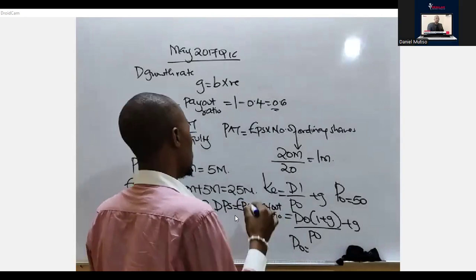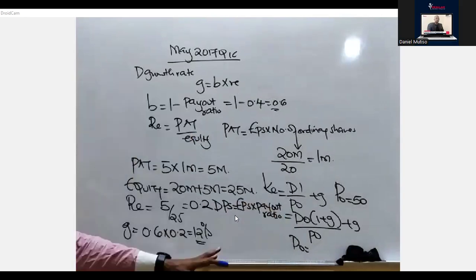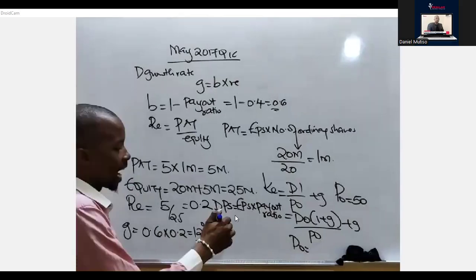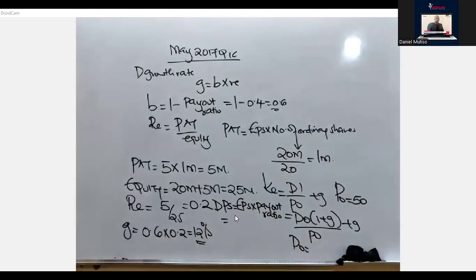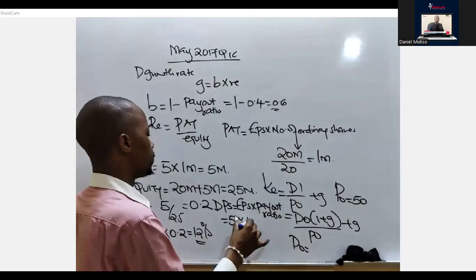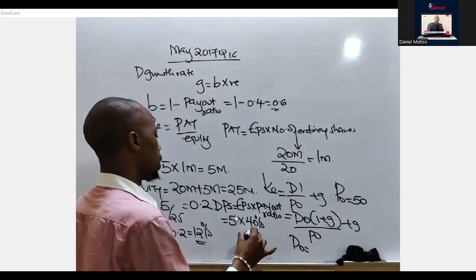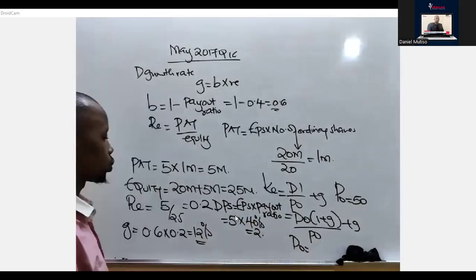The DPS is not provided by the examiner. If they don't provide it, no problem. I can take the earnings per share. As per the question, the earnings per share is given as 5. Then the payout is 40%. So this one is 2.